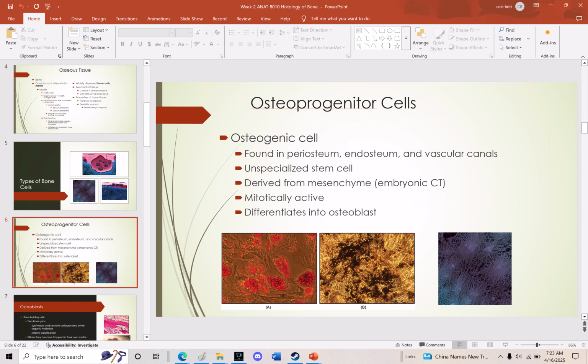Osteoprogenitor cells are what they sound like. They're osteogenic cells. Genesis means beginning. This means pertaining to. Osteo means bone, right? So osteogenic cells are cells that are involved with essentially initiating the process of forming bone cells. We find these in the periosteum, the endosteum, and the vascular canals where blood vessels are passing through bone.